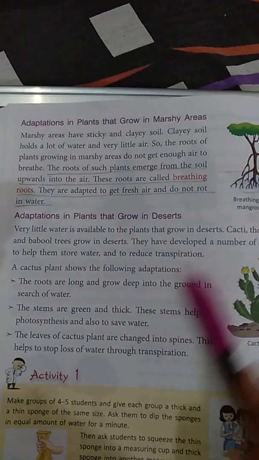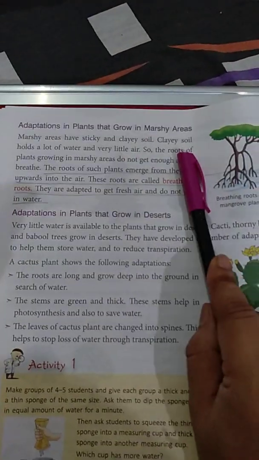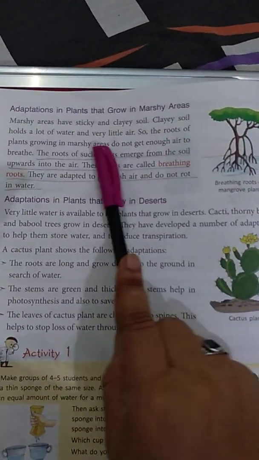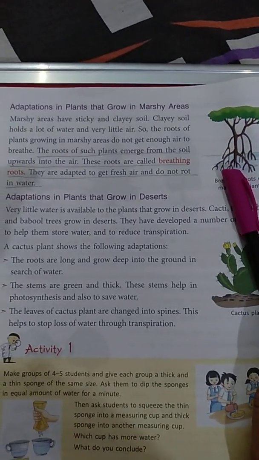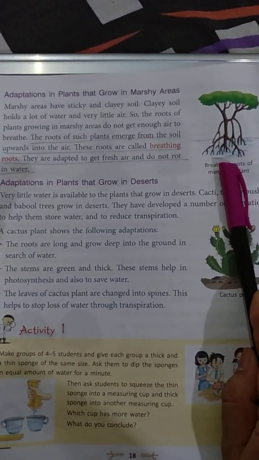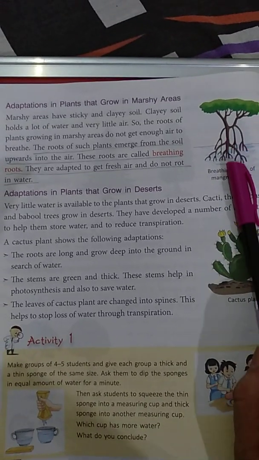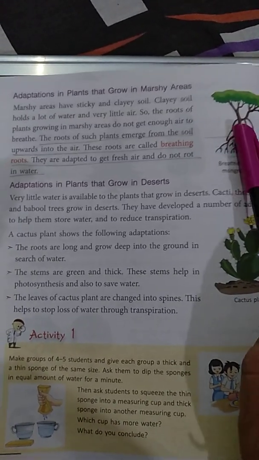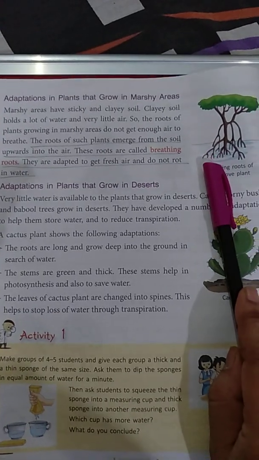Come to the next page. Adaptation in plants that grow in marshy areas. Marshy areas have sticky and clay soil. Clay soil holds a lot of water and very little air. So the roots of the plants growing in marshy areas do not get enough air to breathe.